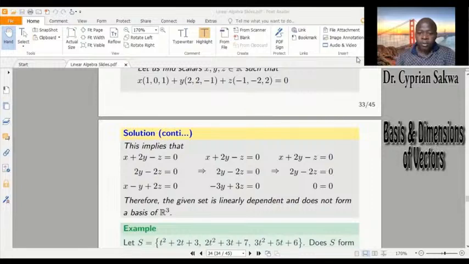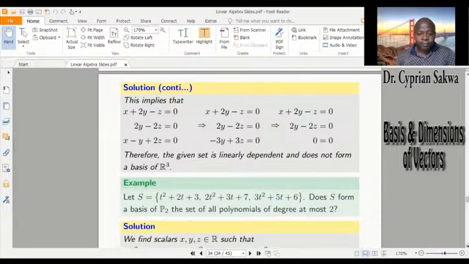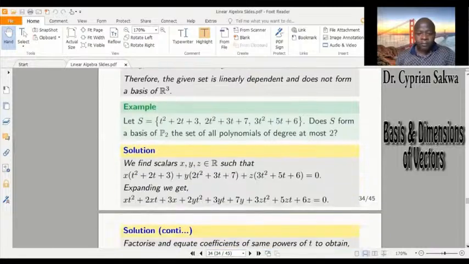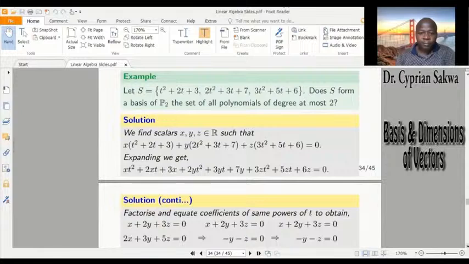So let's look at another example. As I said, I give several examples so that this subject becomes clear to us. I want to use polynomials this time. So the question is, I'm given this set of polynomials: the first polynomial here, the second polynomial, and the third polynomial. Polynomials of degree 2, not degree 3. Does S form a basis of P2, the set of all polynomials of degree at most 2?